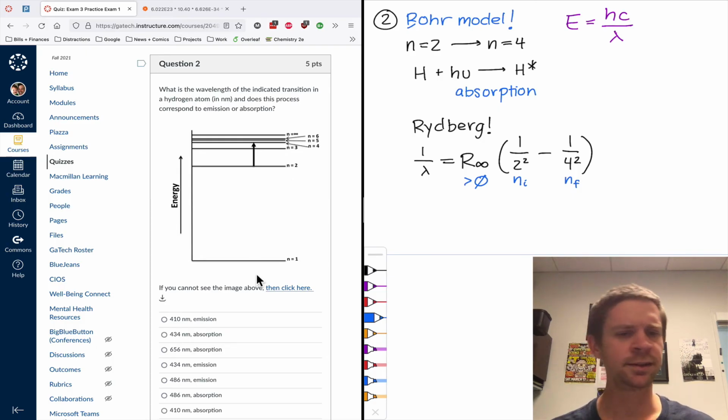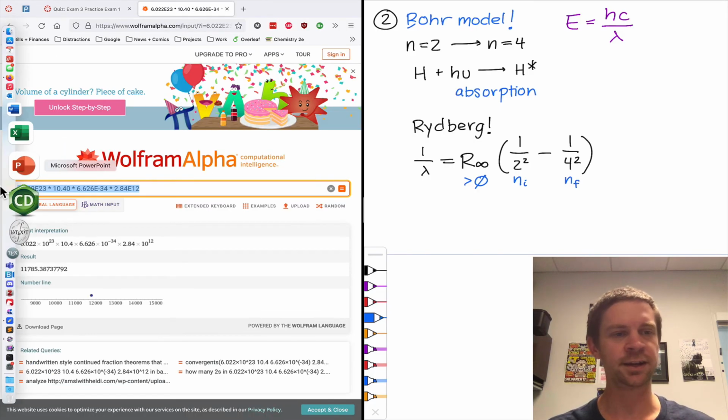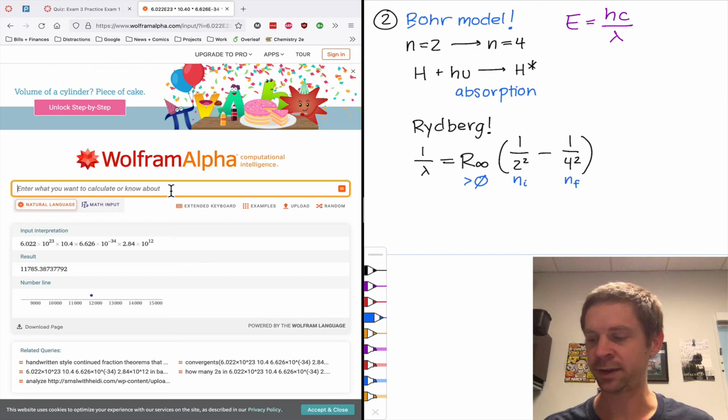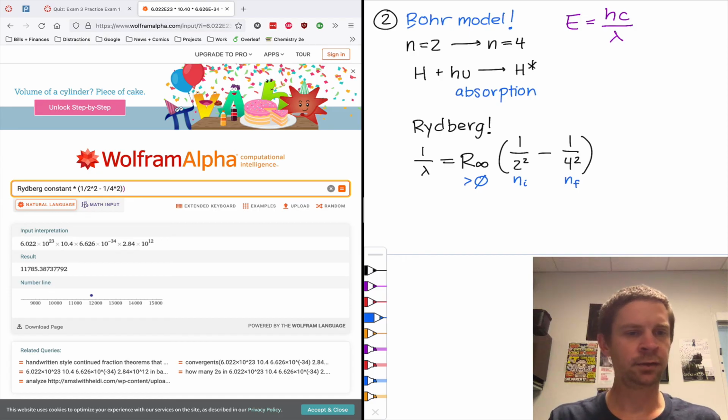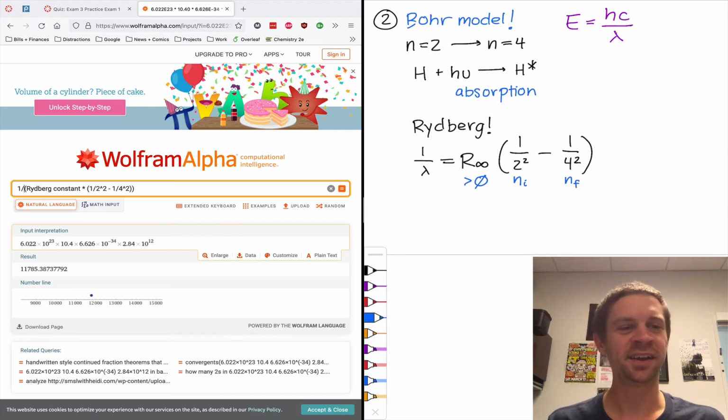So the Rydberg constant, normally in the problem, would be provided. For the purposes of solving here, I'm just going to pop right into Wolfram Alpha, plug it in, get the answer. Rydberg constant times 1 over 2 squared minus 1 over 4 squared. And we can actually invert this whole thing, or raise this whole thing to the -1 power, or do 1 over this whole thing.